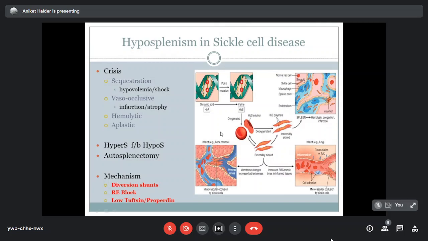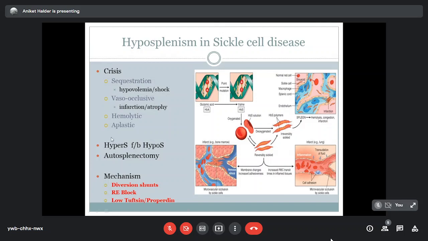The vaso-occlusive crisis is due to the entrapment of the sickle cells in the vasculature and in the spleen. This entrapment of sickle cells in the spleen will cause infarction, and over the long term, the spleen will ultimately undergo atrophy and be smaller in size, and ultimately will undergo autosplenectomy, where the majority of the splenic function is lost.